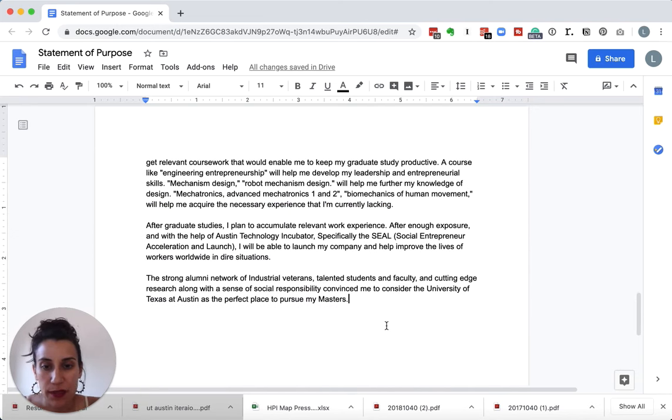After graduate studies, I plan to accumulate relevant work experience. After enough exposure and with the help of Austin Technology Incubator, specifically the SEAL, Social Entrepreneurship Acceleration Launch, I will be able to launch my company and help improve the lives of workers worldwide in dire situations. The strong alumni network of industrial veterans, talented students and faculty, and cutting-edge research, along with a sense of social responsibility, convinced me to consider the University of Texas at Austin as the perfect place to pursue my master's.